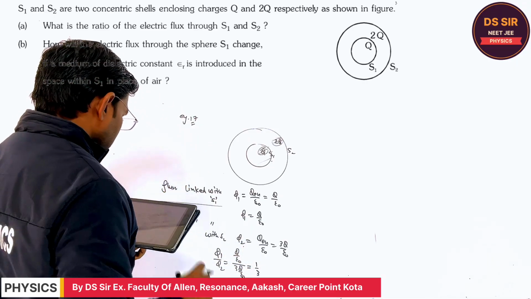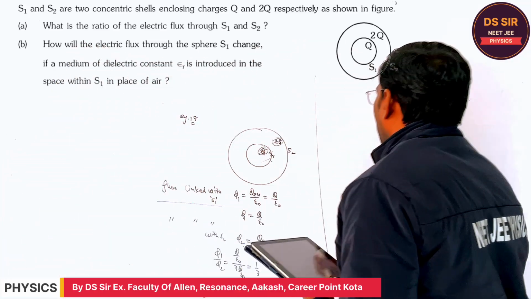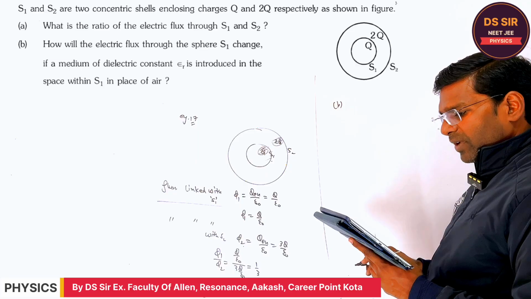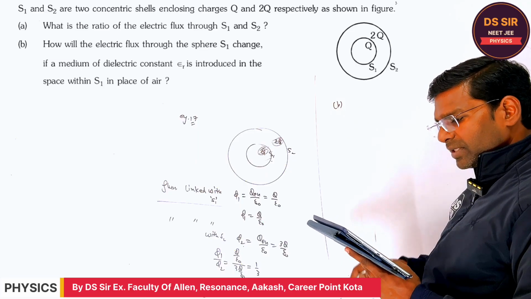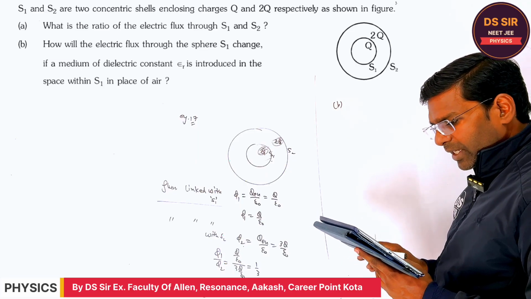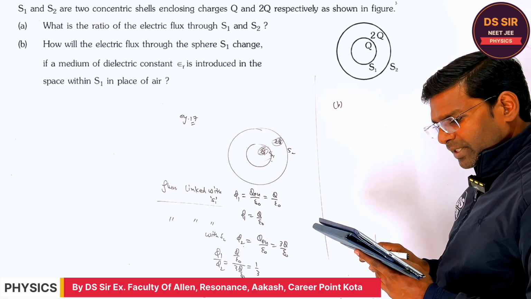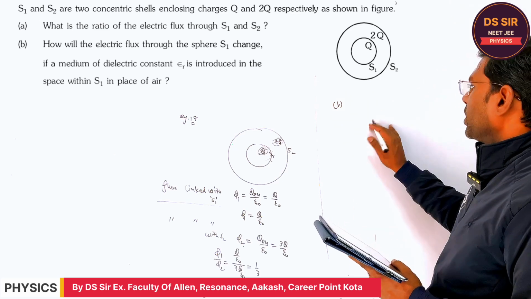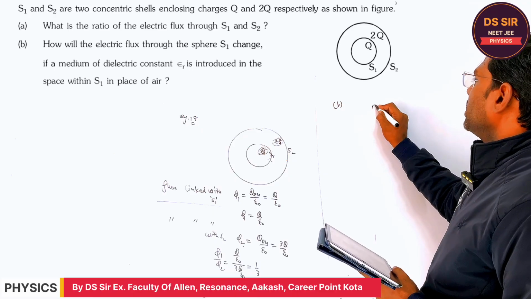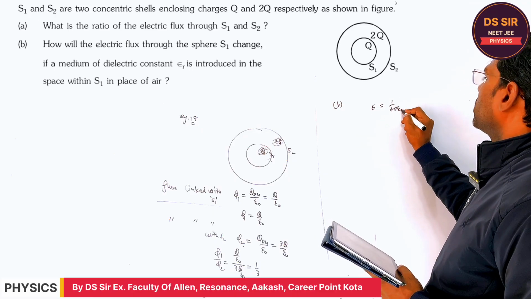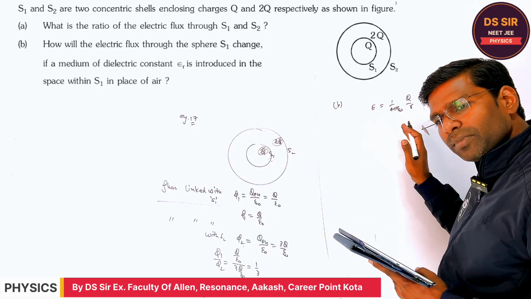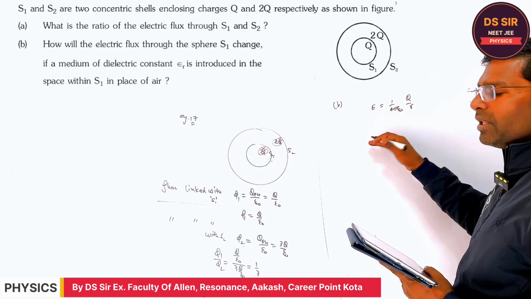Right. Now in the B part, what are they saying? How will the flux through S1 change if a dielectric medium is introduced in the space within S1 in place of air? So listen, the electric field is 1 upon 4 pi epsilon naught Q upon r, if you remember, in the air or in the vacuum.